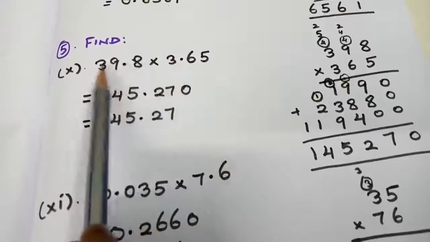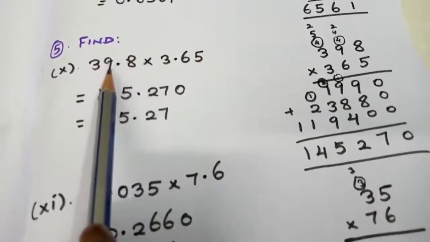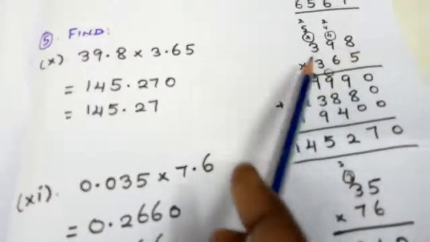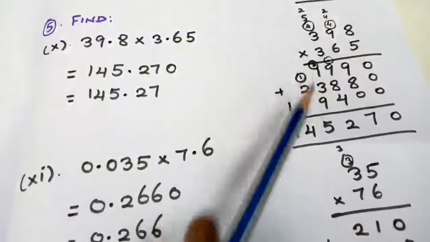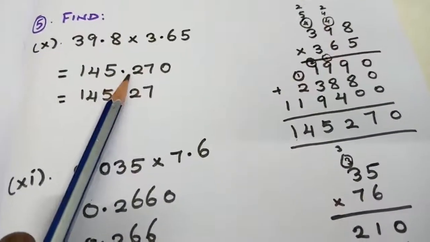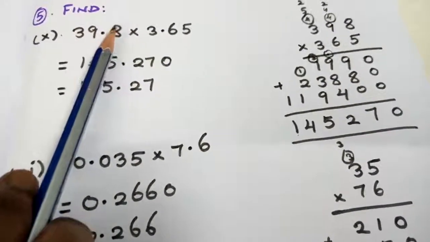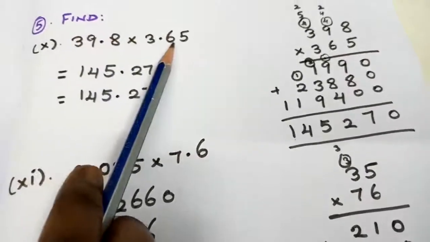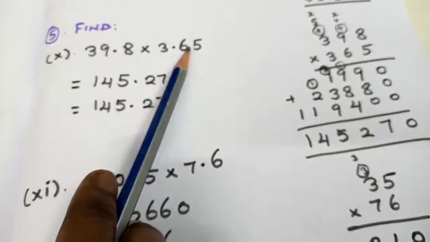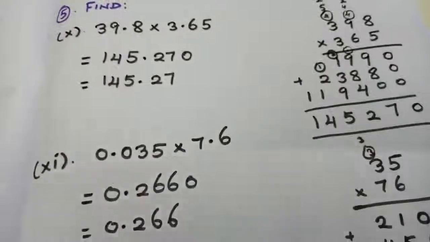Keep one thing in your mind, 398. I am going to go to my rough work. Without the decimal point, I am going to multiply the numbers in a normal way. 398 into 365. Multiply, you are going to get this answer. Take the answer, write it here. After writing, check the number of values after the decimal. Here 1 and in the other number 2. Totally 3. 3 places you are going to leave. 1, 2, 3. So this is the way of writing. Same way you are going to do the next sum.